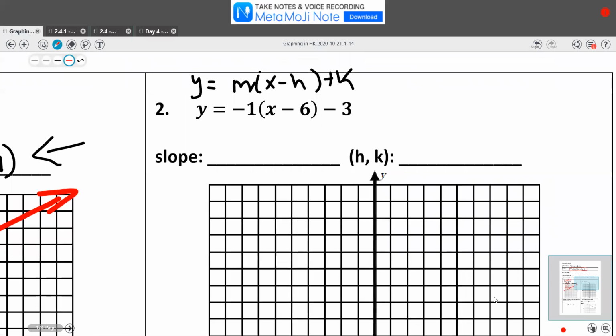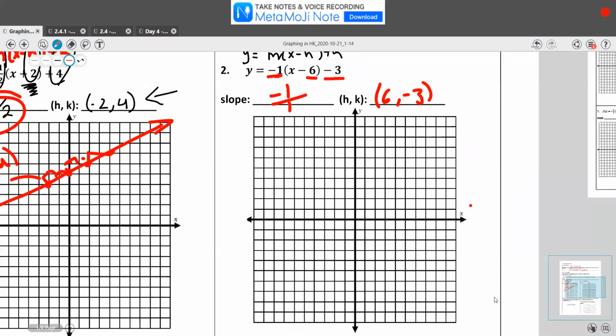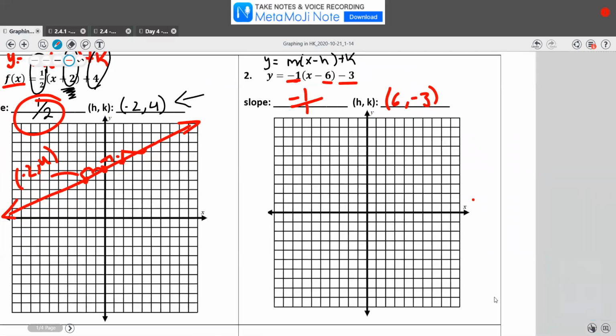Well, same thing. My slope is my m, or the number in front of it, which is going to be -1. Because it doesn't have a fraction, we're just going to put it over 1, okay? My h is going to be -6, but I have to do the opposite, so that's going to be +6. My k is going to be -3, so that's going to be comma -3. Cool. All right, so let's go ahead and plot that point.